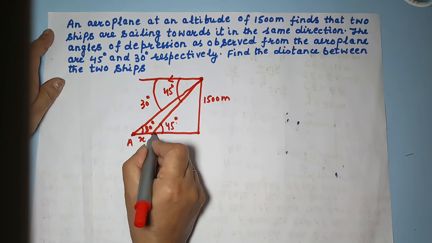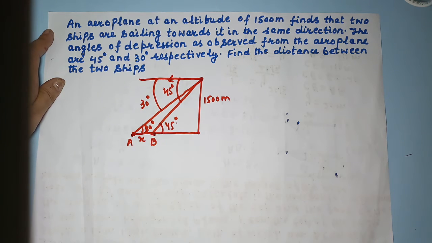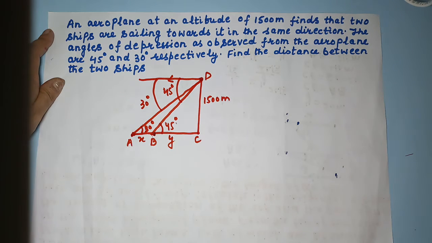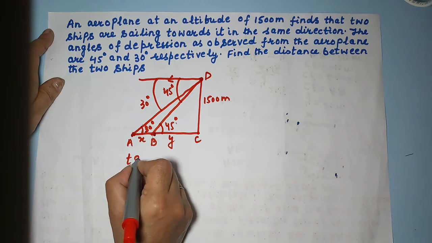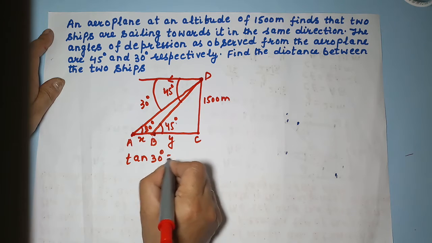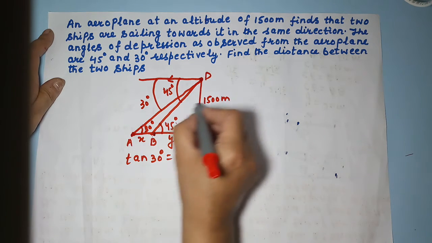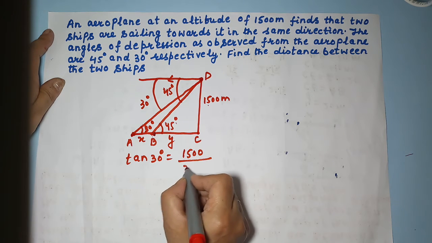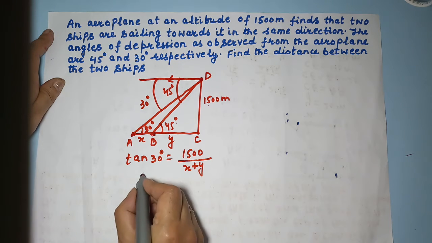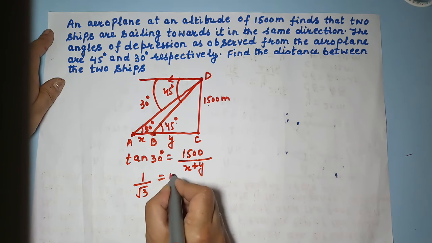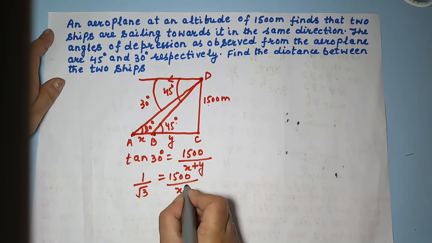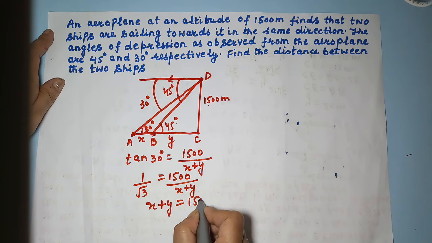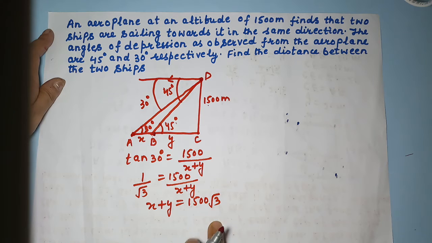Now this distance x between A and B is something that we have to calculate. Let this be C and this is D. Let's assume that this distance is y. So let's take first tan 30 degrees. What is tan 30 degrees? Tan 30 degrees is opposite upon this entire thing, that is 1500 upon x plus y. Tan 30 is 1 by root 3, equal to 1500 upon x plus y. If you cross multiply, you will get x plus y is equal to 1500 into root 3. This is my first equation.